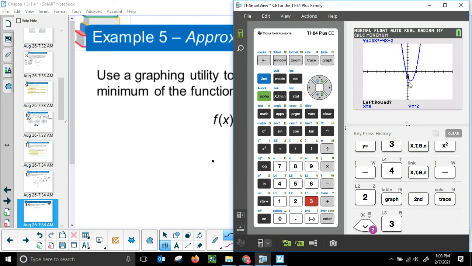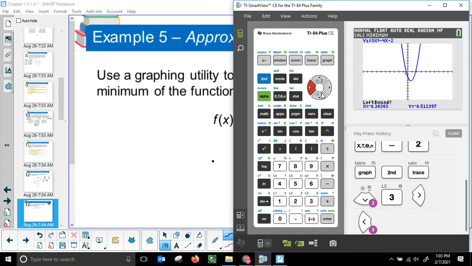Now you do also have to be careful if you're looking at a higher order polynomial and it has multiple maximums or minimums. You want your window, your left bound and right bound, to only be surrounding the minimum or maximum or 0 or whatever it is that you're looking for, only surrounding that one. Because if you have multiple of them within a search window, it'll kind of confuse the calculator a little bit. So you can just go anywhere to the left of that minimum. You can hit enter. All right.